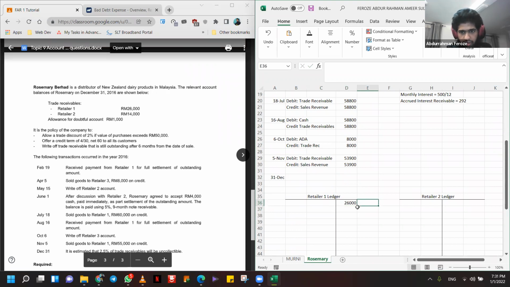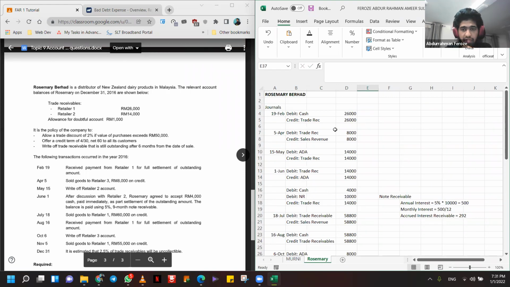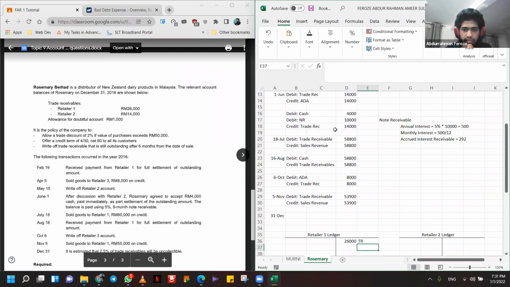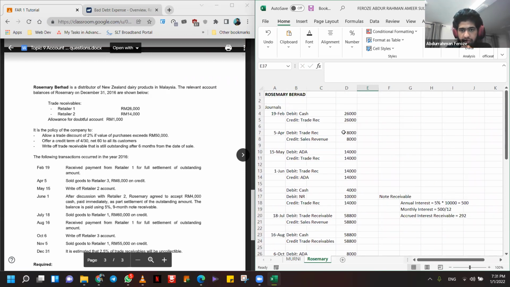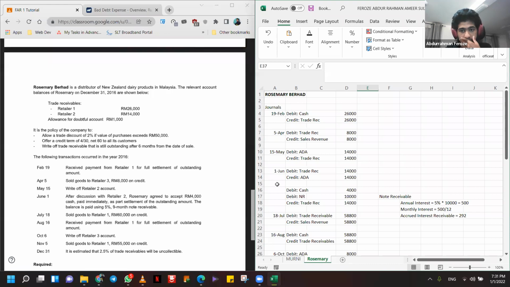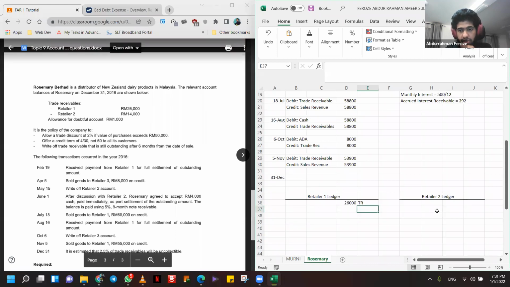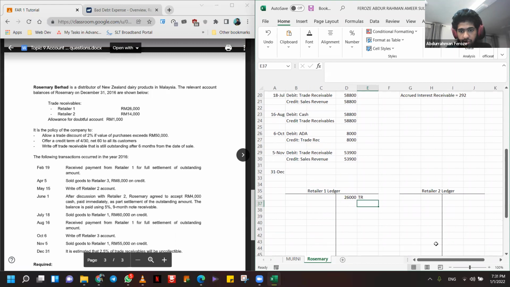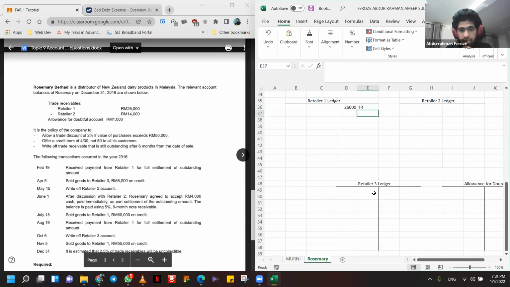Let's put 26,000. We credit trade receivables, right? So we need to look at it from the perspective of retailer 1. The first transaction is they have paid us off the trade receivable. And then on April 5th, we sold goods to retailer 3, 8,000 ringgit on credit. Because they owe us the money, we will debit that 8,000 amount on their ledger. This is what they owe us now.